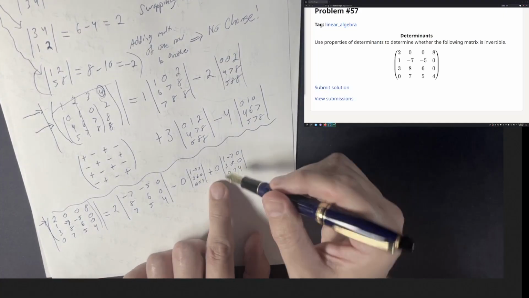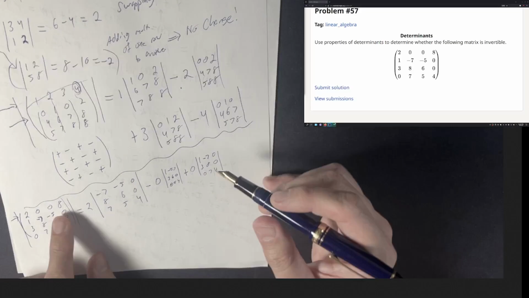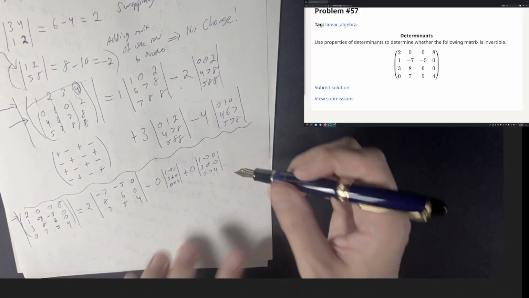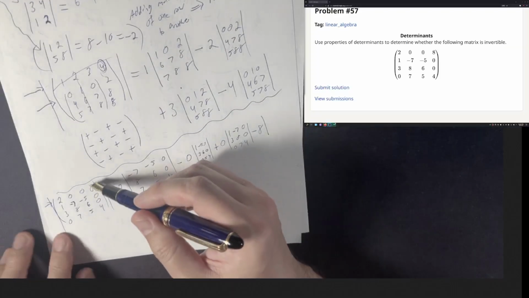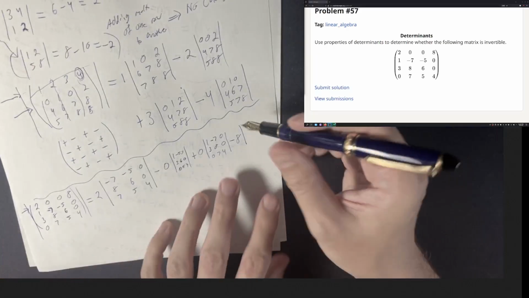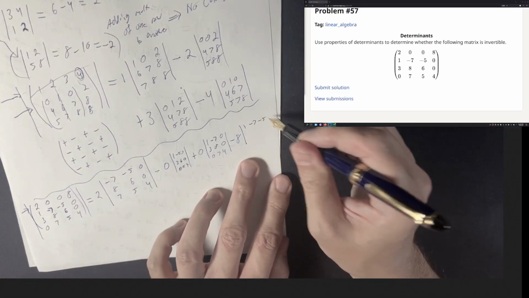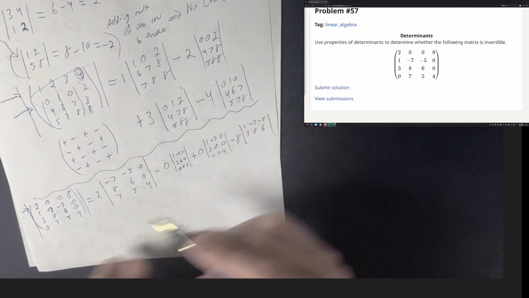But it doesn't even matter because it's just going to be 0 times whatever that determinant is. So it is some determinant, but who cares? 0. And the last one is, let's see, plus, minus, plus, minus. So I should have a -8 times whatever's left when you annihilate this last column and this first row. You get 1, -7, -5, 3, 8, 6, and 0, 7, 5.